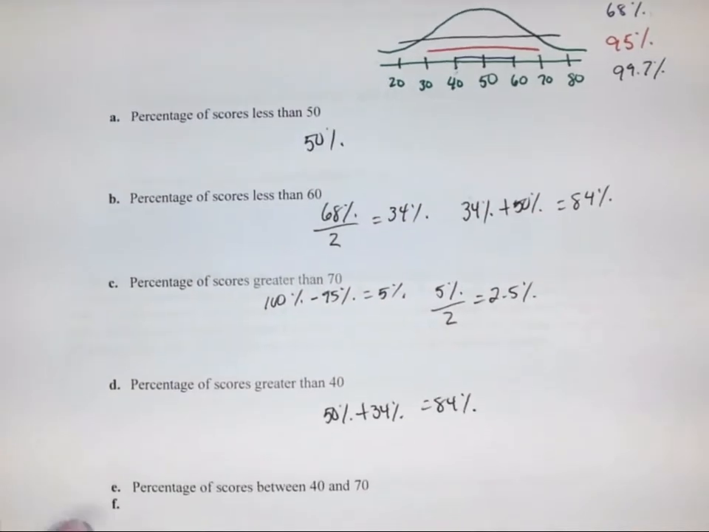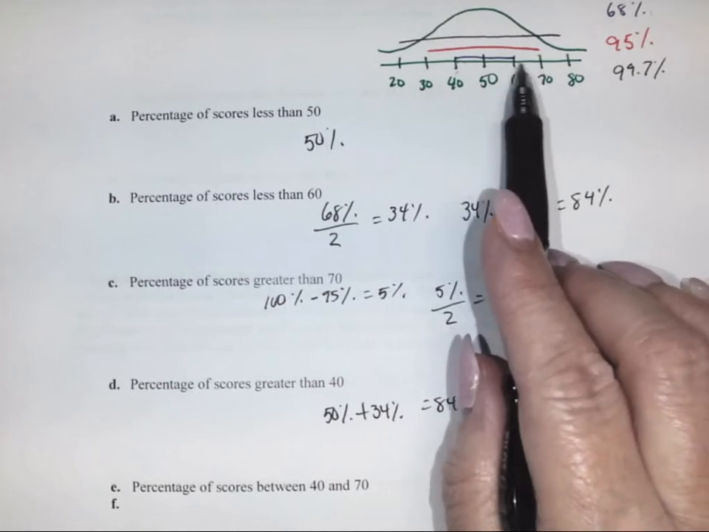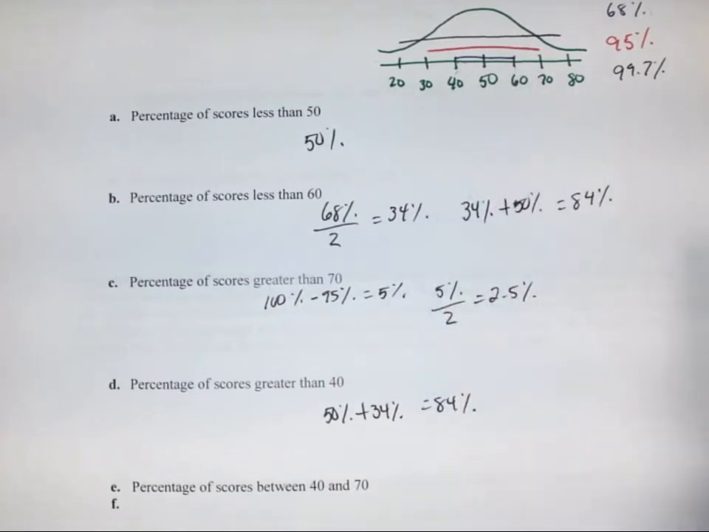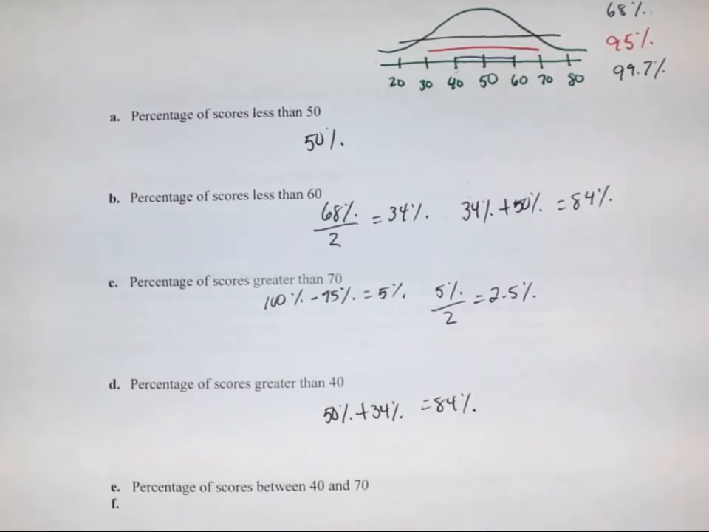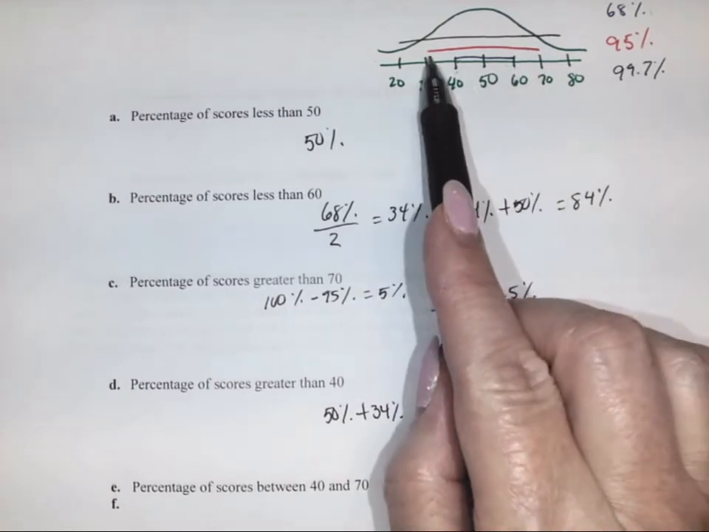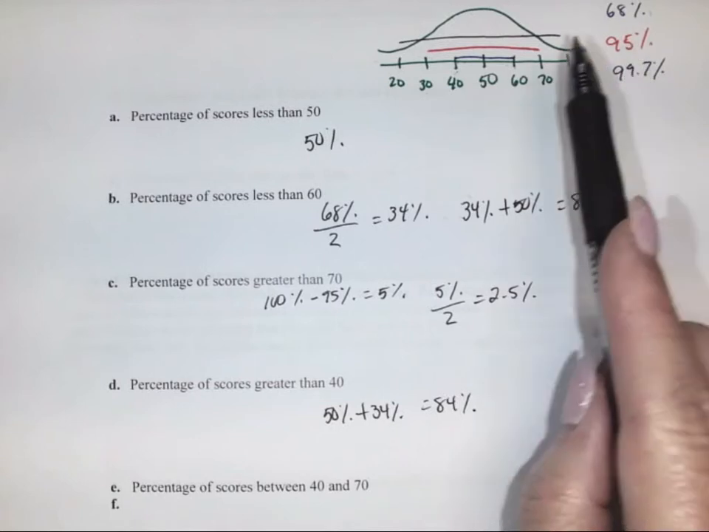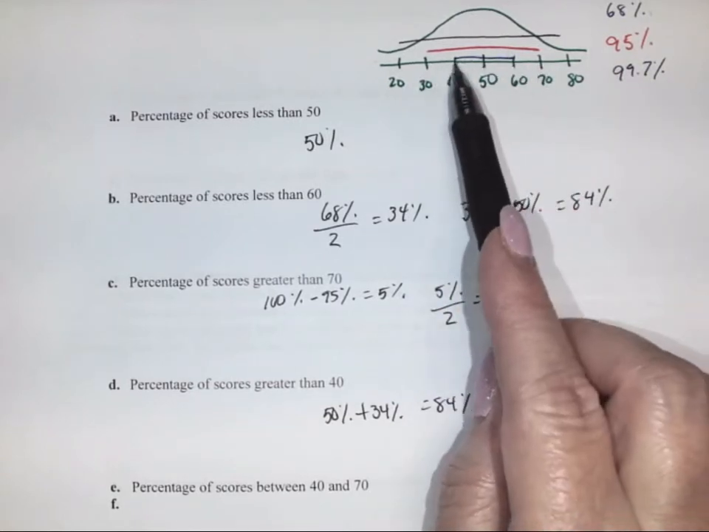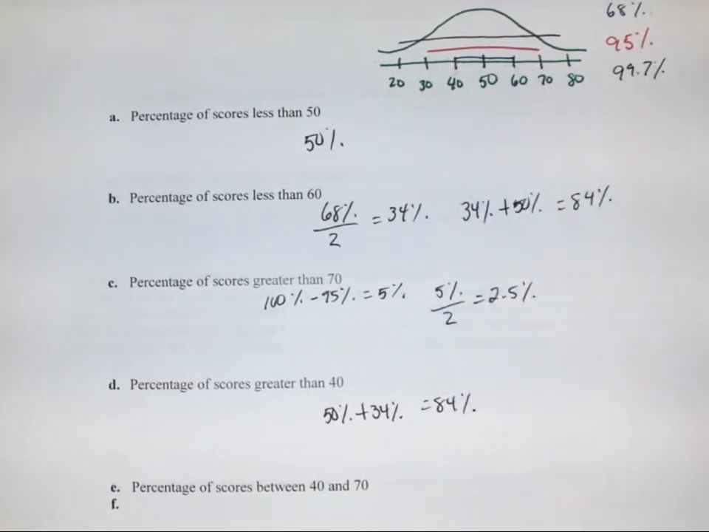Now, our next question says percentage of scores between 40 and 70. So we know that 68% lands here, but we need to know this portion here. From 40 to 60 is 68%, but we need to know the portion between 60 and 70. So for this, we know that this whole section of red is the 95%. However, we don't need the entire part. We need this to this. So we need to not have this part, but we need to have that part.